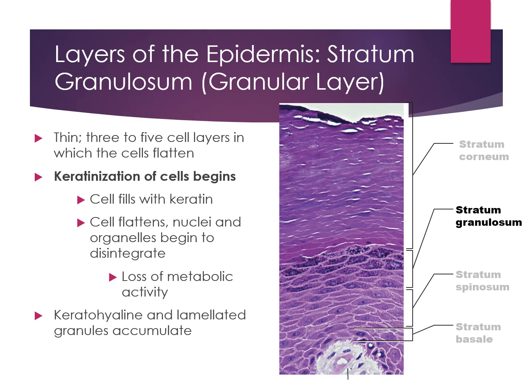Next is the stratum granulosum, or granular layer. This layer is thin, consisting of only 3 to 5 cell layers. Keratinocytes in this layer begin to flatten out and fill with keratin. At the same time, the cell's organelles disintegrate and the cell dies. In stained specimens of the skin, keratohyalin and lamellated granules, like these, stain an intense purple or red, making this layer of the epidermis easy to identify.